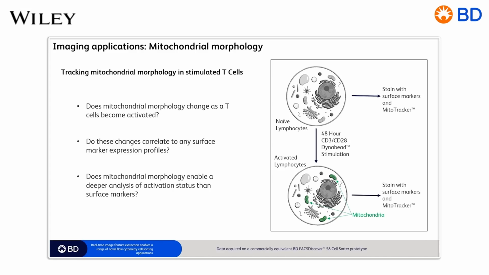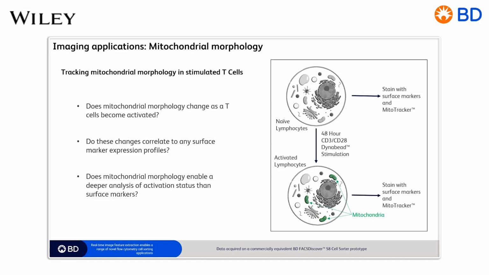So does it change as these cells get activated, and are there any correlations I can make from activation state or surface cell markers to any morphological changes in mitochondria that I might see?